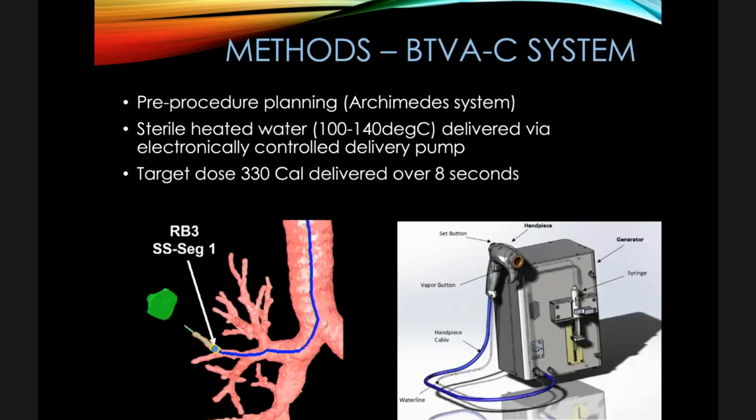The BTVA system that was used for this study is illustrated in the bottom right of the slide. There was essentially a steam generator which was delivered via a handpiece attached to the delivery catheter. We undertook pre-procedure planning using the Archimedes system to derive a virtual bronchoscopic pathway to the target lesion. A target dose of 330 calories was delivered over 8 seconds. For the 5 patients that constitute this study, we used radial EBUS to confirm on-target delivery of energy towards the tumour.